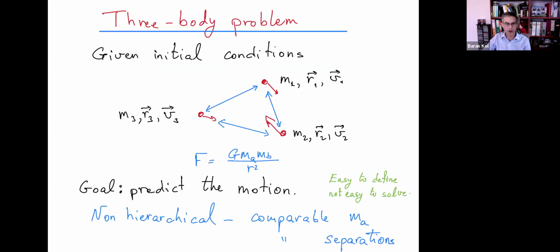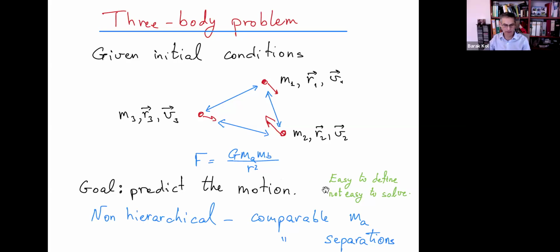So quickly, the problem. The 3-body problem is, of course, 3 point particles, Newtonian. We have initial positions and velocities. We have between any pair the Newtonian gravitational force. And given initial conditions, the goal is to predict the motion. It is very easy to define this problem. That's the definition. But it's not easy to solve.